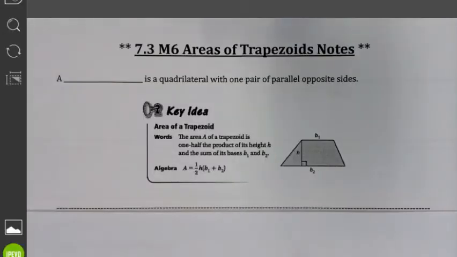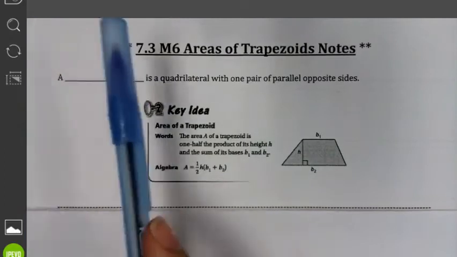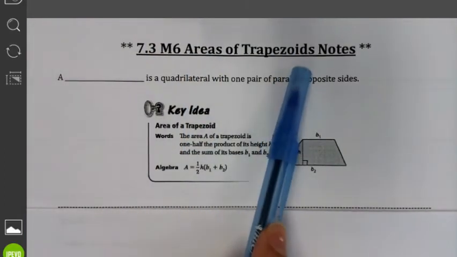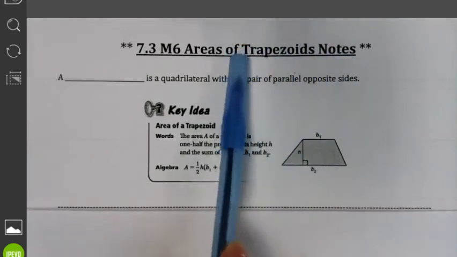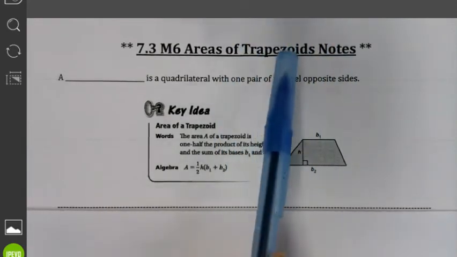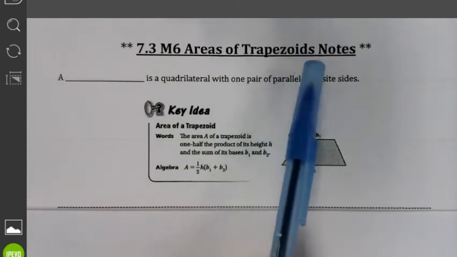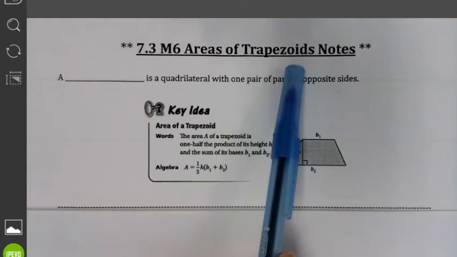Hi, today we are going to be talking about section 7.3, which is all about areas of trapezoids. Trapezoids are a different type of two-dimensional shape than we have worked on so far. So far we've worked on rectangles, squares, parallelograms, and triangles.